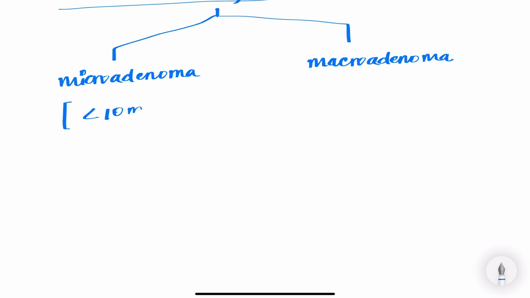Let's study about common pituitary tumors. Pituitary tumors can be microadenoma or can be macroadenoma. What are microadenomas? Microadenoma means that the diameter will be less than 10 mm, and macroadenoma means the diameter will be more than 10 millimeter.